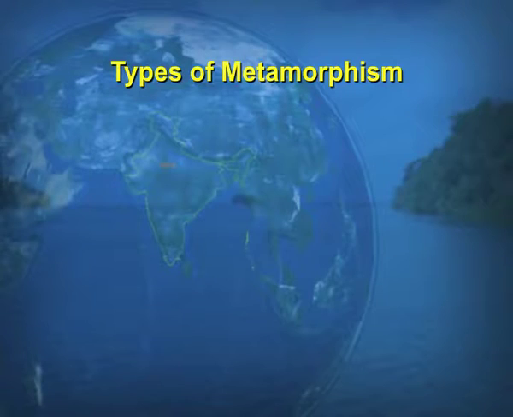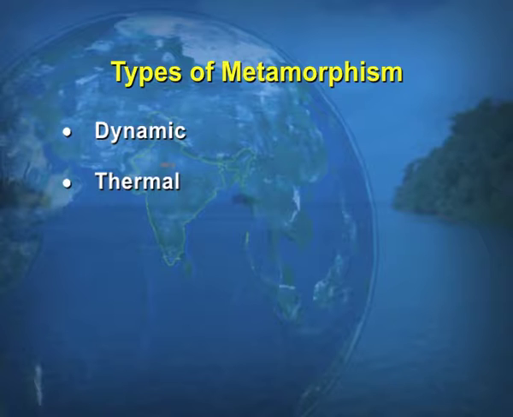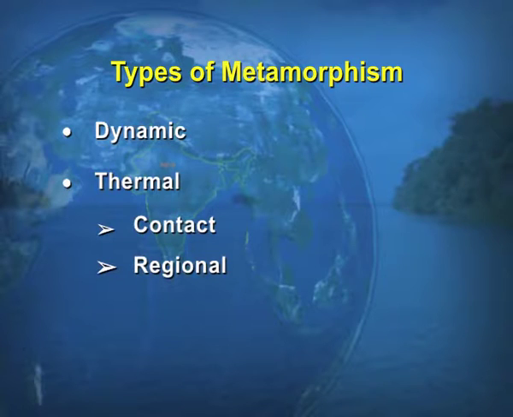So, I have already told you that metamorphism is because of two factors, one is heat, another is pressure. Now, what are the types of metamorphism? There are two types of metamorphism, one is dynamic, another is thermal. Thermal is further divided into two types, one is contact metamorphism, another is regional metamorphism. Now, what is dynamic? Dynamic is the change in the rock because of the breaking up of the rock structure, that is known as dynamic metamorphism.